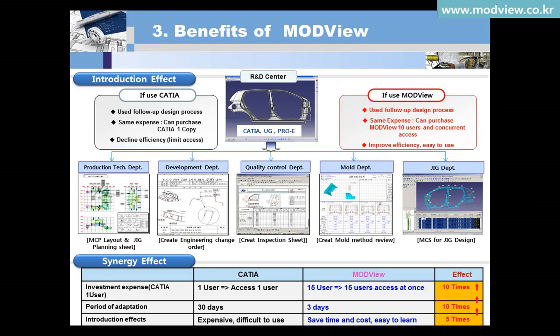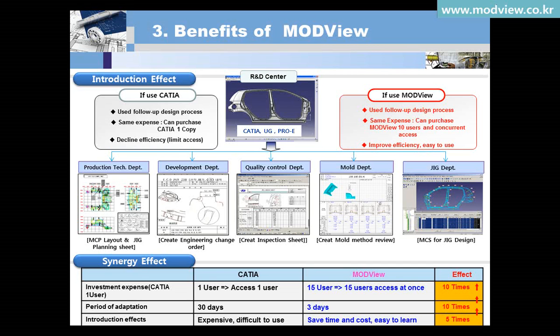Finally, I'll tell you the effects of introducing MODView. First, the investment cost is maximized. If you invested the same cost for one person to use CATIA, and switch to MODView, 10 people can use it, so you can see an effect of at least 10 times. The second is rapid application to work.